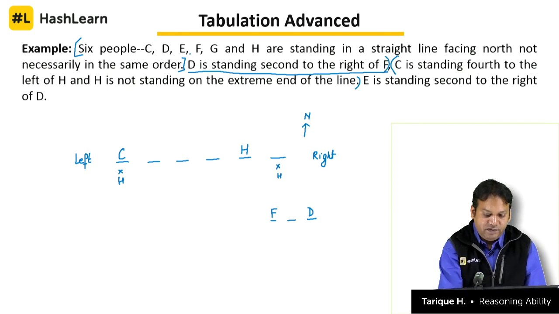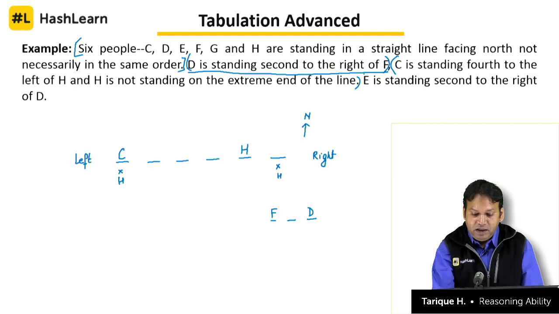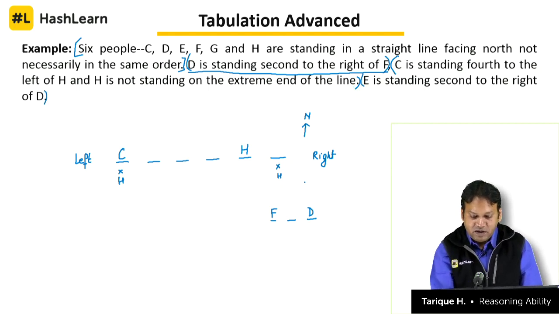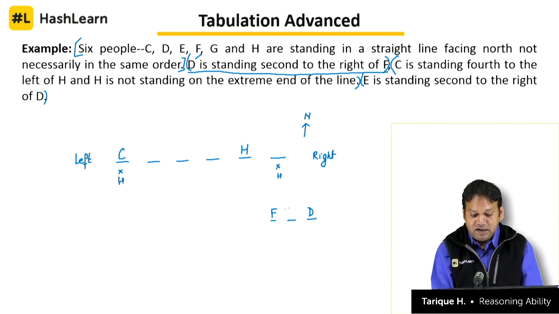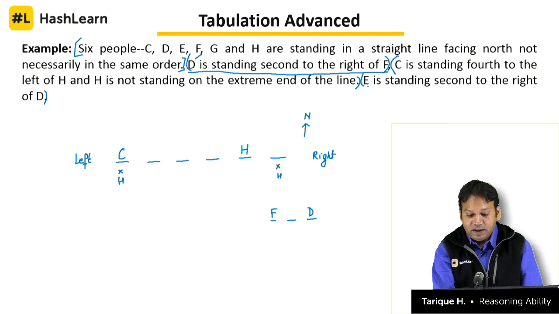We have not yet placed F and D in the diagram. E standing second right of D. Now what we see in the first information from the clues is that D is standing second right of F. As you can see clearly here, we have made this diagram. D standing second right of F, and now we know that E is standing second right of D. So from D, if we count first right and second right, then this will be E.